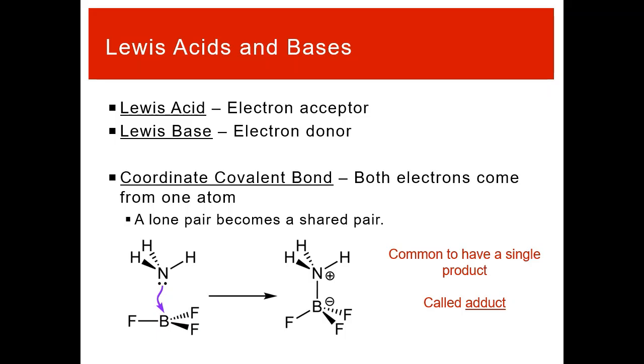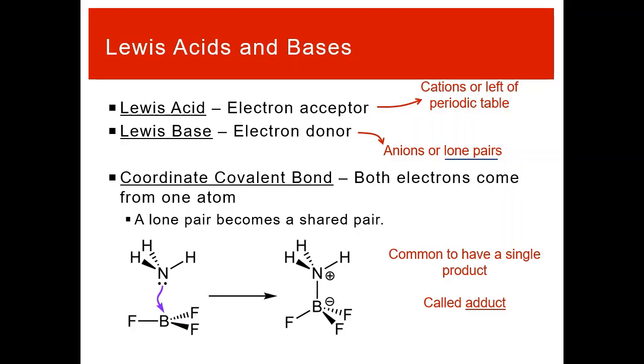A Lewis acid is the molecule or the atom that is accepting those electrons, and the Lewis base is the electron donor. Lewis acids tend to be things like cations, or anything on the left of the periodic table. Lewis bases tend to be anions. Lewis bases always have to have lone pairs. That's indicative of the fact that those electrons donate into a bond.